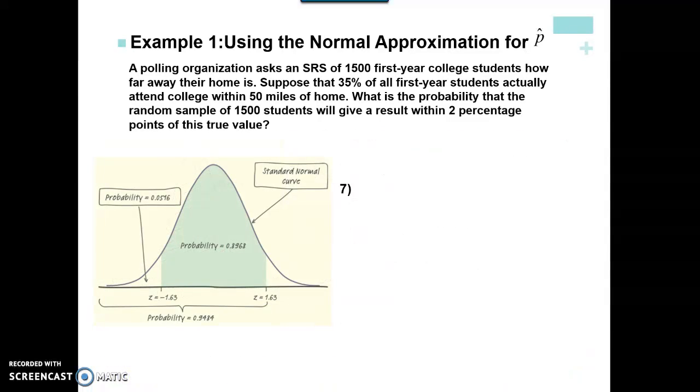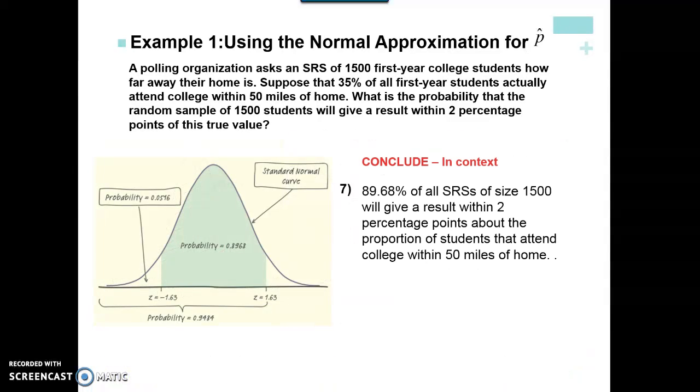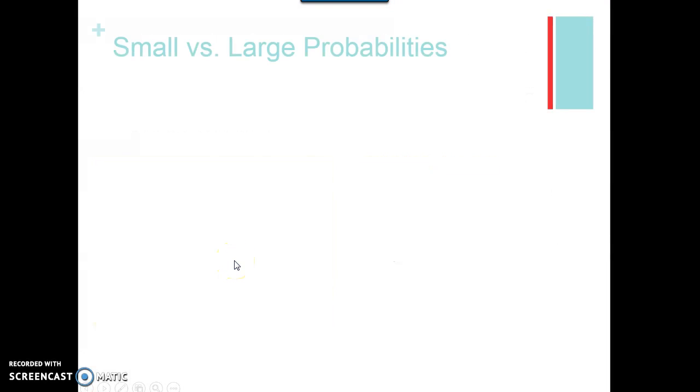Okay, so this one, and then the next one is just your conclusion. So just giving me your answer of 89.68% of all simple random samples of size 1,500 will give a result within 2 percentage points of the proportion of college students that attend within 50 miles of home. Okay, so what's the probability? So that gives us 89%.